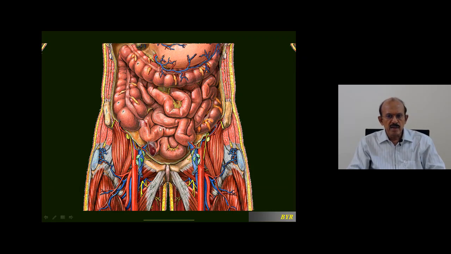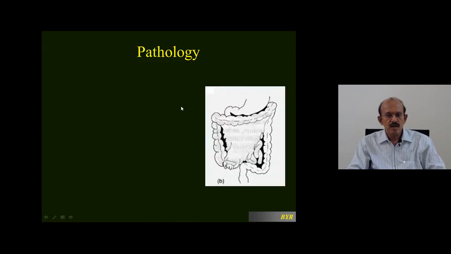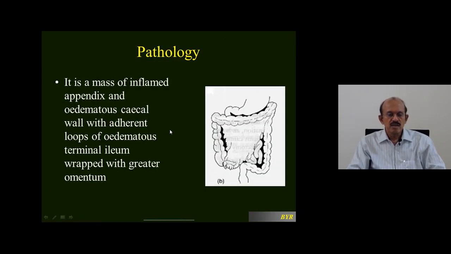So these bowels here become congested and edematous. These edematous bowels, now with the fibrinous adhesions, adhere to the structure, and the greater omentum also covers there and gets adhered at that place. So the whole thing is an appendicular mass. And in the middle of the mass, there may be a few exudates. It is a mass of inflamed appendix and edematous cecal wall with adherent loops of edematous terminal ileum wrapped with greater omentum.